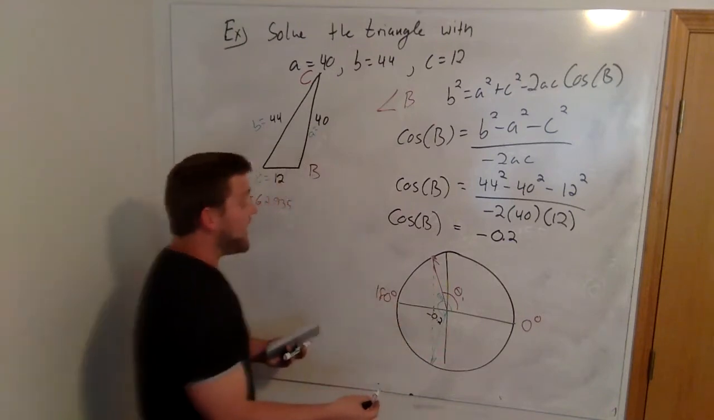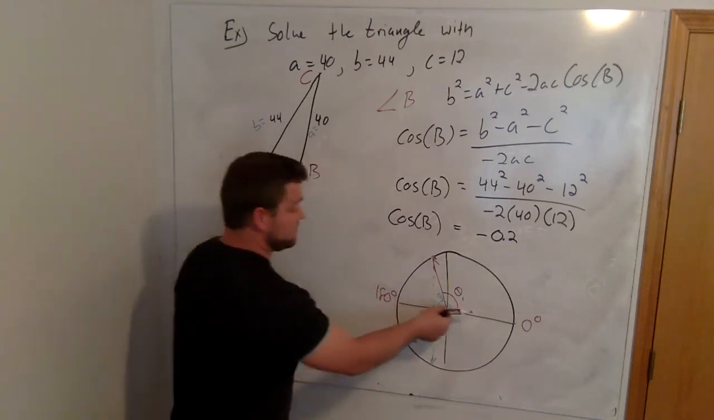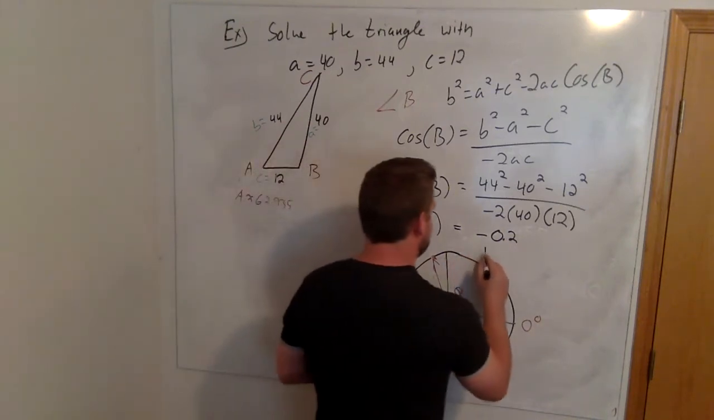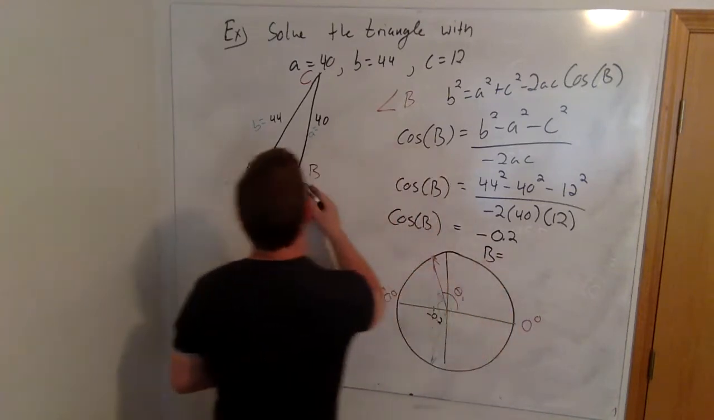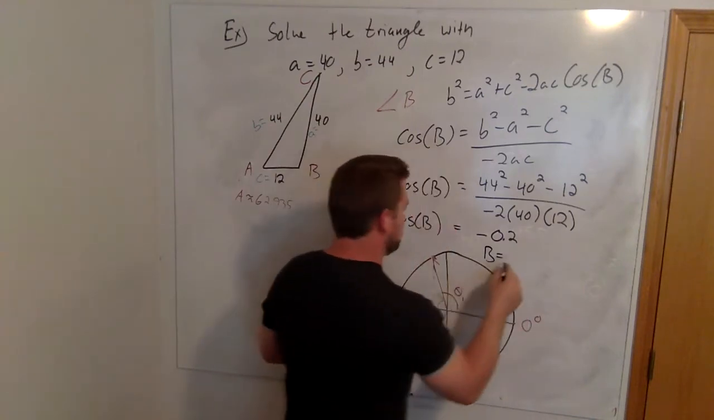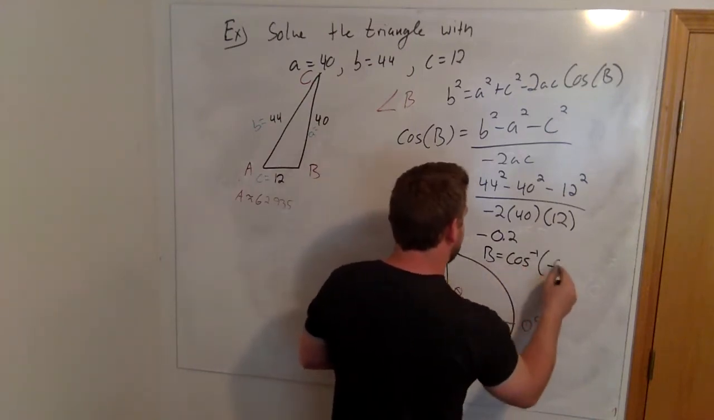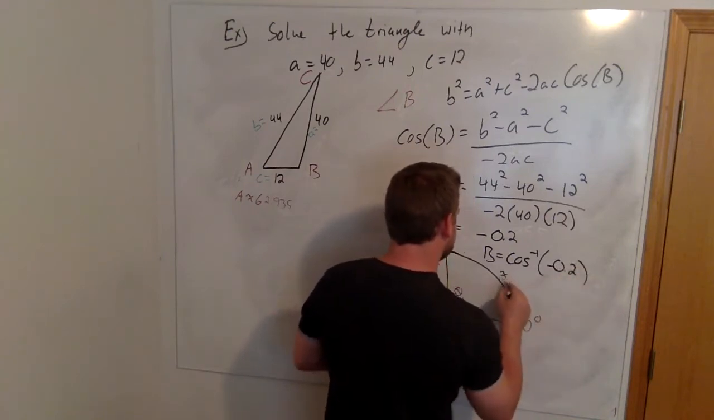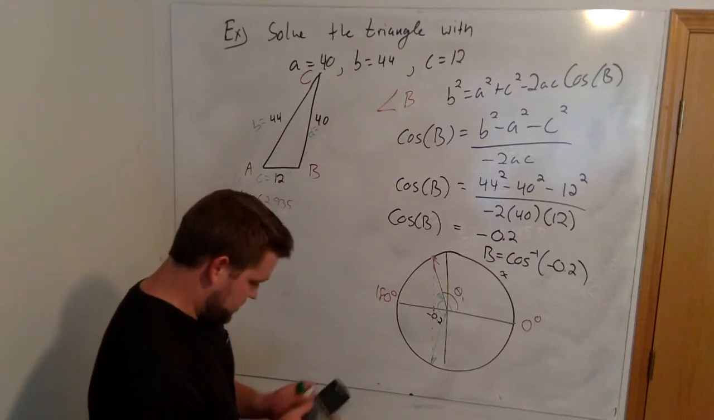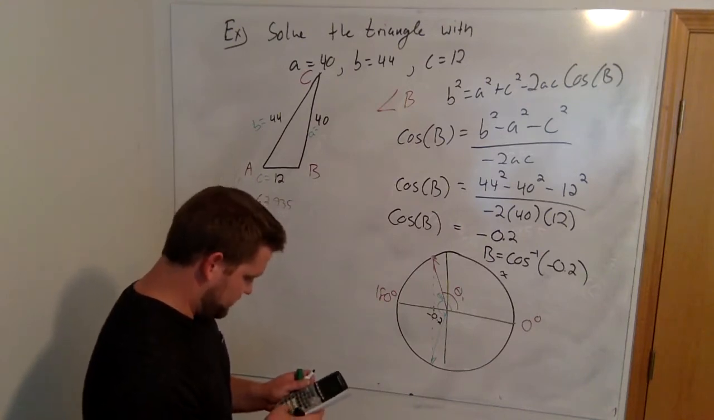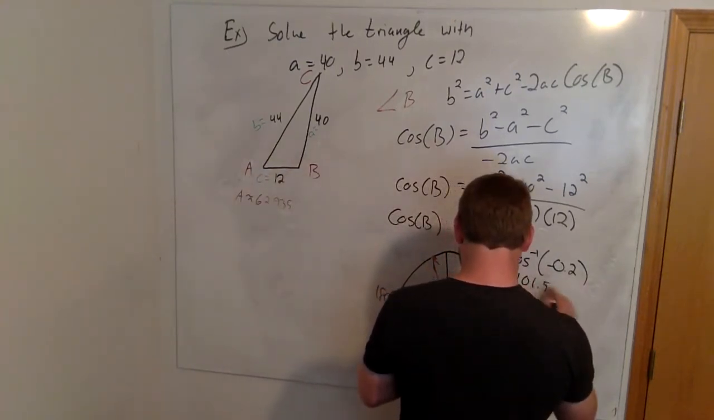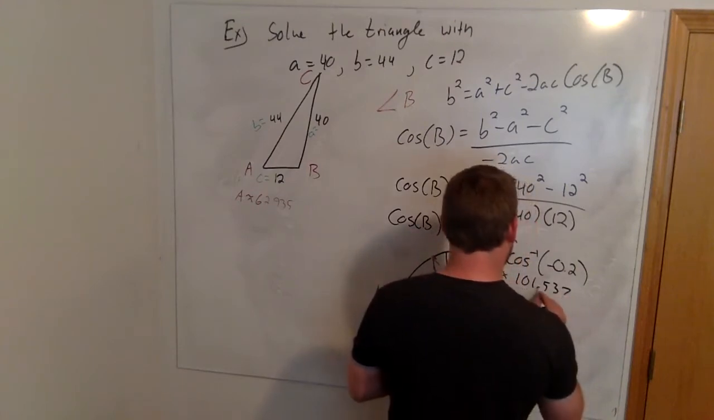So what's nice here is this is actually going to tell me that B is going to be bigger than 90 degrees. B is going to be obtuse. And B better be obtuse, and I'll tell you why in a second. I mean, you could almost see from this picture that this angle here has to be bigger than 90 degrees. But B here will be the cosine inverse of negative 0.2. And let's see what this gives us. Let's do the cosine inverse of negative 0.2. So we're getting 101.537, if we're rounding to 3 decimal places, degrees.